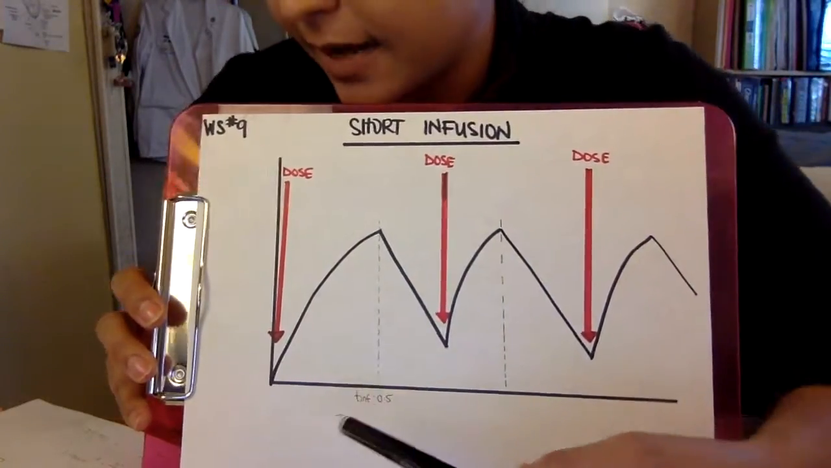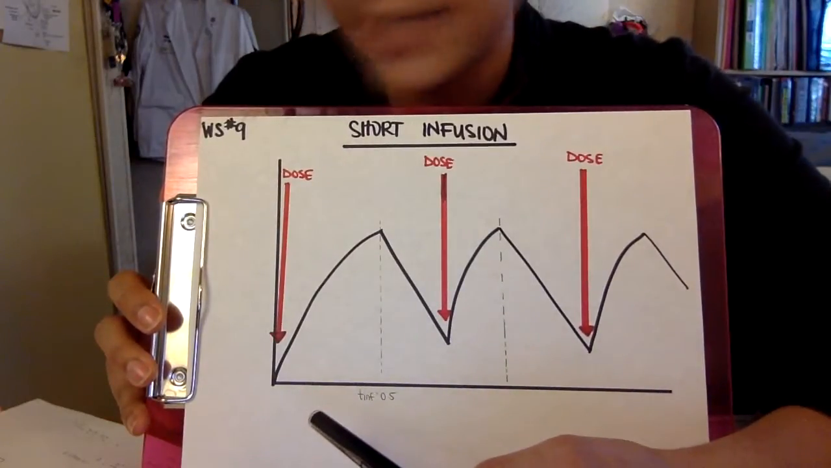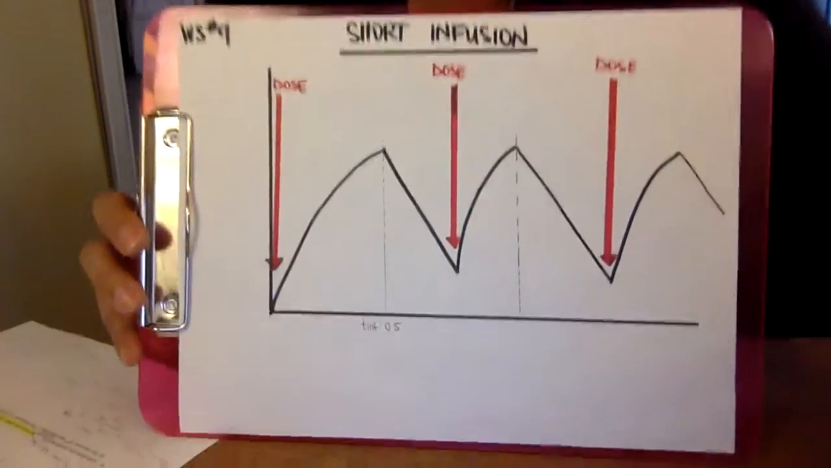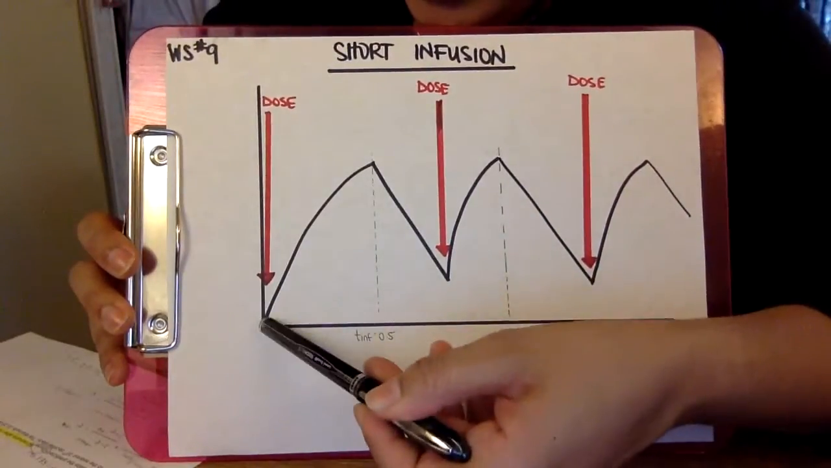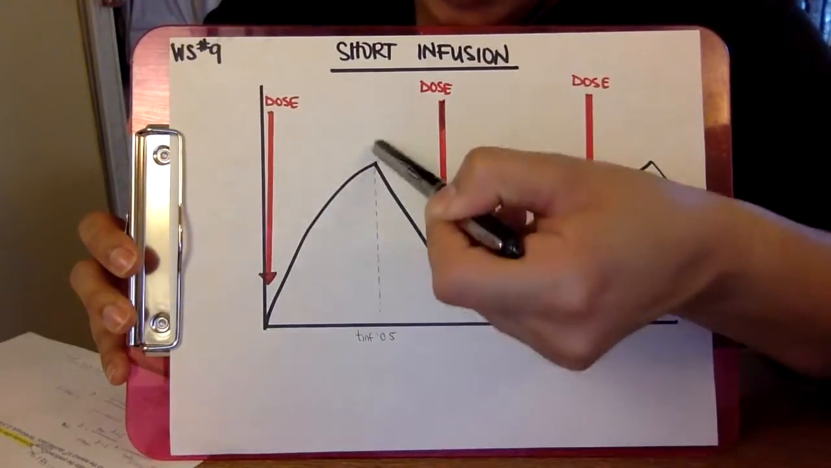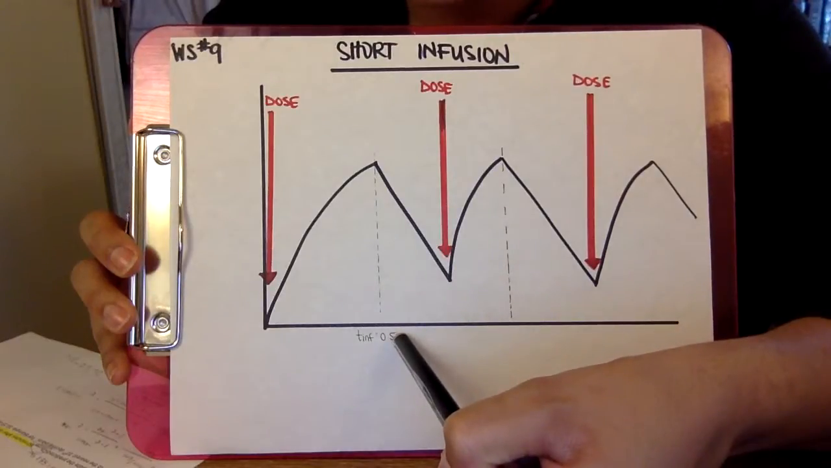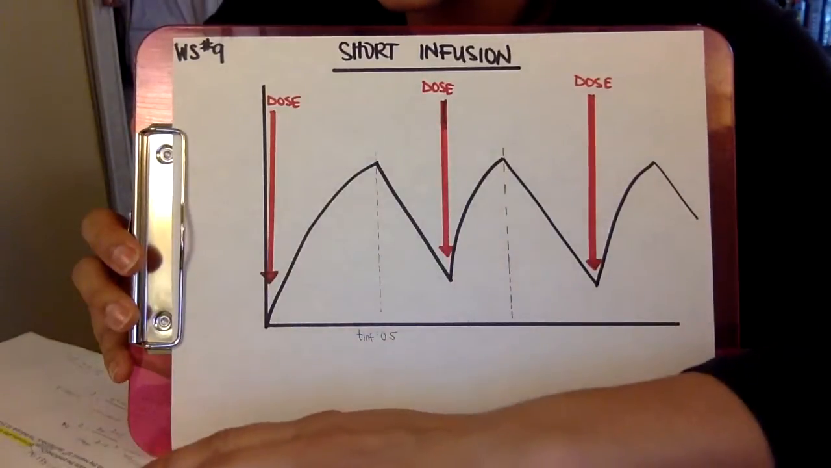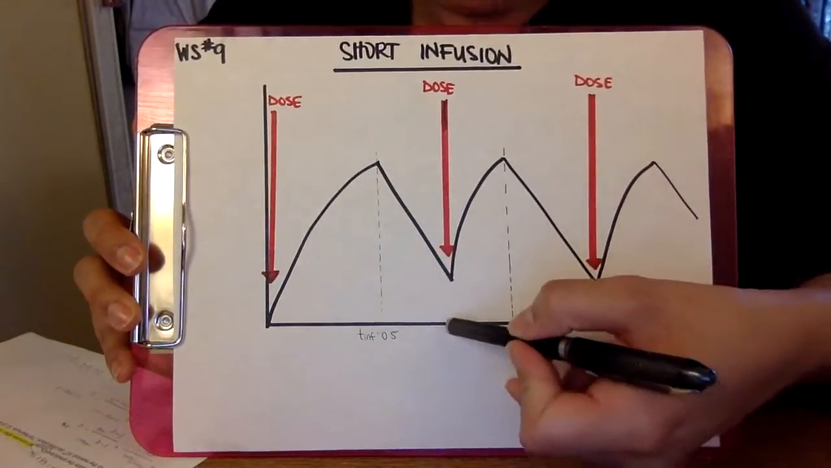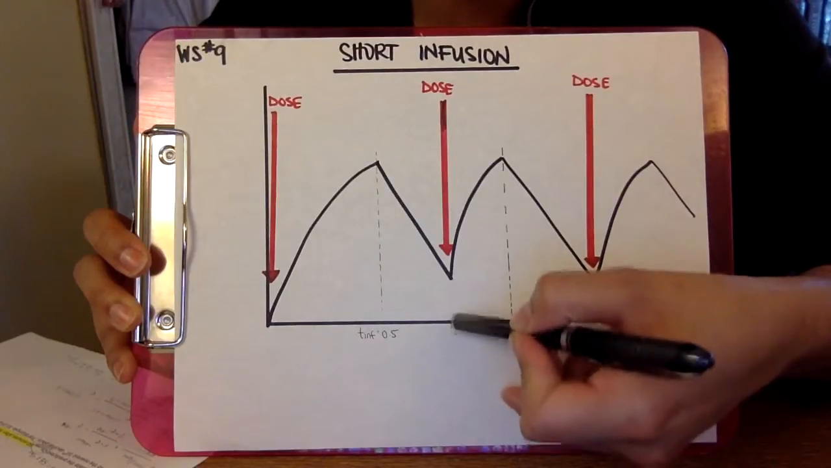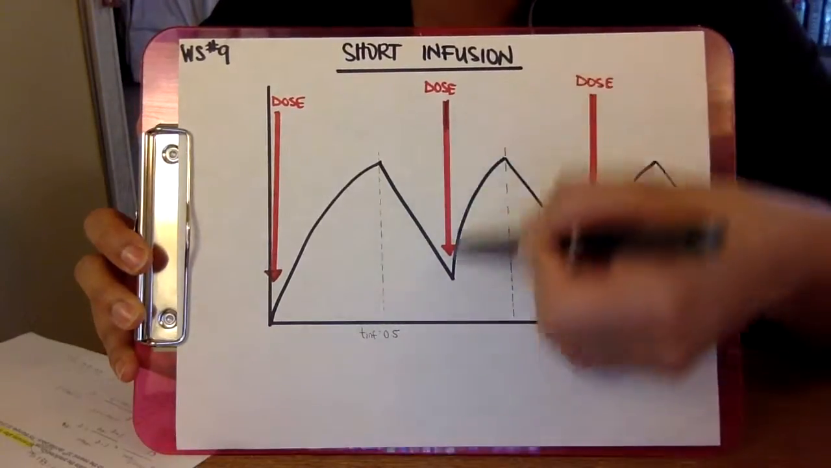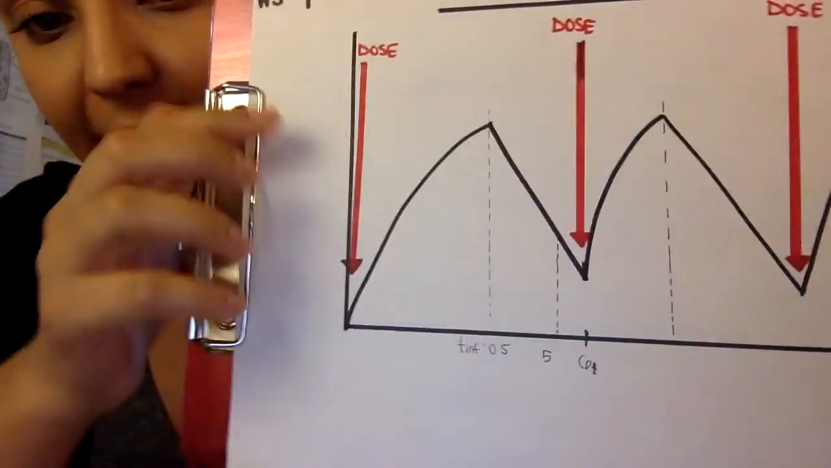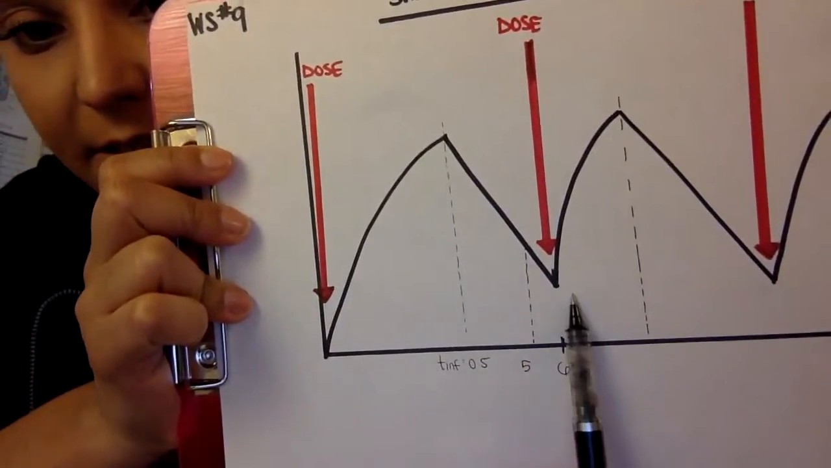So in the problem, it tells us that the infusion time is half an hour. Right here, we're given the dose, and the infusion time is half an hour. That's where we draw that. Then we have the dose. It says that the dose is given at 6, so we put 6 o'clock right there because that's when the dose was given. You're going to mark that on your graph at the lowest peak. You're going to call this 6 o'clock.